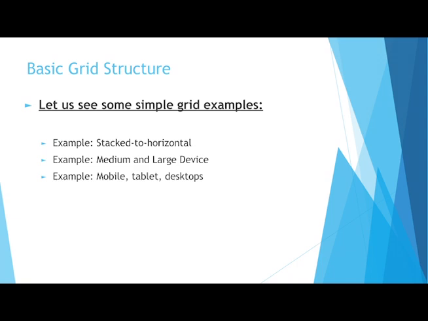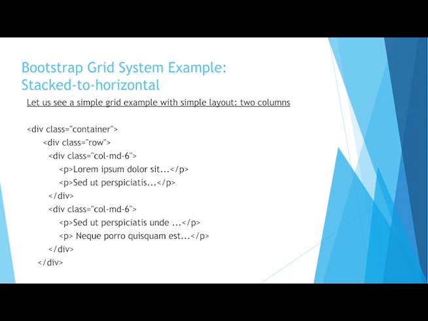And now we're going to look at some grid examples. What do Bootstrap grids even look like? Well, we can start getting into the examples. The first one that we'll use is called stacked to horizontal. It's going to give us 2 columns.